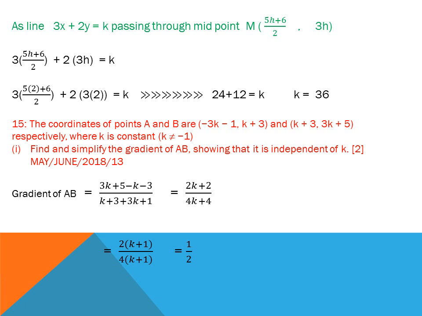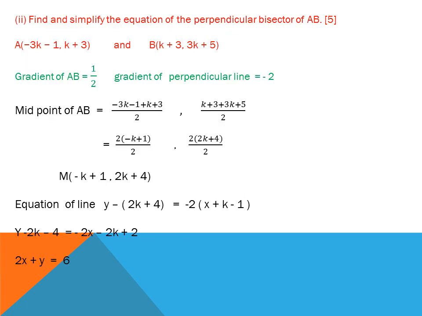I only apply the formula of gradient, y2 minus y1 over x2 minus x1. I found that the gradient is equal to 1 by 2 because k plus 1 cancels everything. It's very simple, only apply the formula. It's a question the same as in O level. Only apply the values, y2 minus y1 over x2 minus x1, then simplify and get the gradient equal to 1 by 2, which is independent of k.